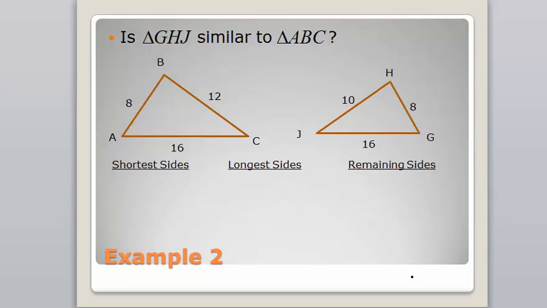Alright, do one more just like that. Stop, take a second, try this one by yourself. Alright, well, hopefully you got it, but if not, let's check it out here. Let's do the shortest sides. So I'm going to do AB to HG. 8 to 8 is 1. The longest sides, 16 to 16 is 1. Oh, we have a common ratio.